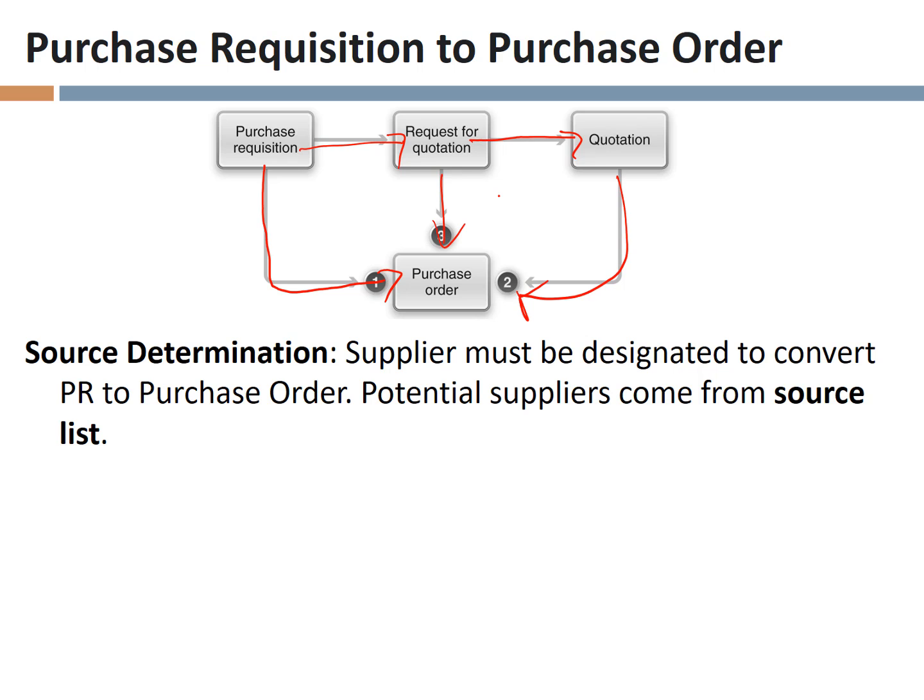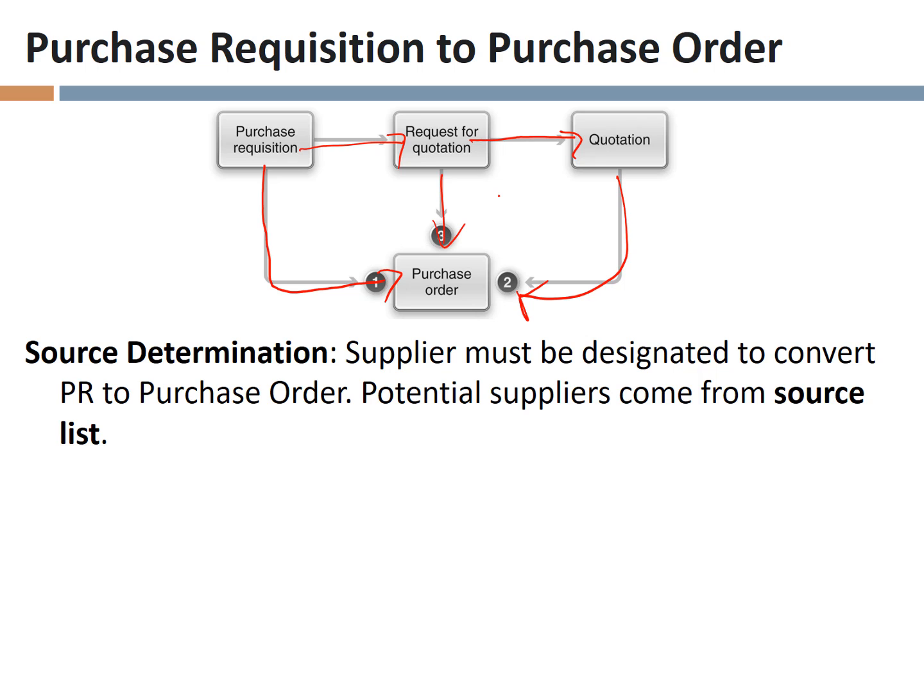So the focus of this is what we call source determination. In order to convert a purchase requisition to a purchase order, we have to know the supplier. Why? Well, it's just kind of logical. You can't send an order to an unknown company. So one of the things that distinguishes a purchase requisition from a purchase order is that a purchase requisition may make no reference at all to a vendor, but a purchase order has to. So how do we determine suppliers?